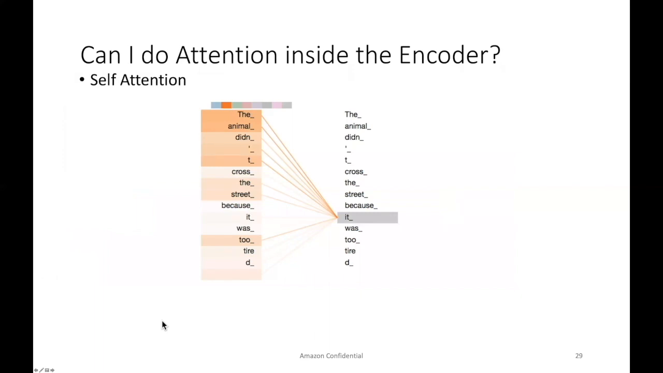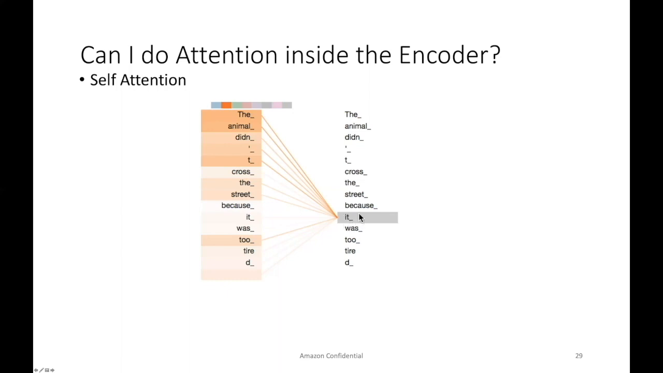Now that gets us to a simple question: can I do attention inside the encoder itself? Like we did attention between the encoder and the decoder, can I do attention inside the encoder itself? And yes, that is also possible. That is known as self-attention. So in the self-attention scheme, you run the RNN or whatever your model is on the input words. Then once you have run them on the input words, you apply a self-attention layer, and the self-attention layer will update the input words themselves.